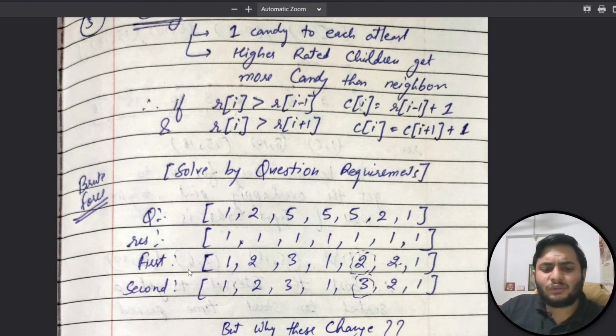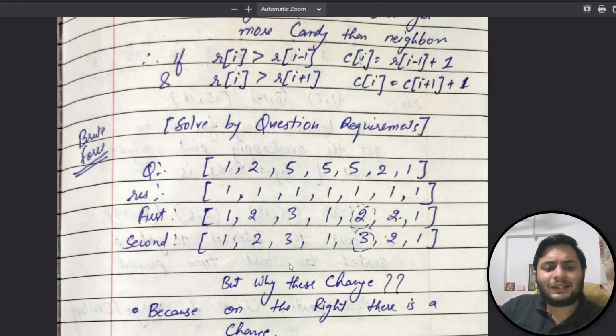Now let's loop through it again to see if there is any change or not. Is 1 greater than 2? No. So 1. Is 2 greater than 1? Yes, and candy should be 1 plus. Is 5 greater than 2? Yes, it is. Candy should be plus 1. Is 5 greater than 5? No. The candy still remains. Is 5 greater than 2? Yes. So the number of candies 2 has is 2.